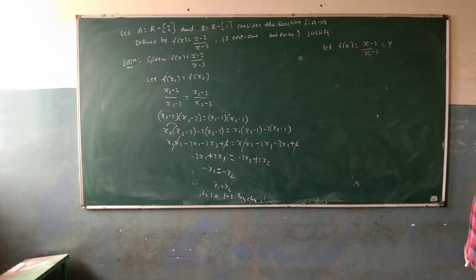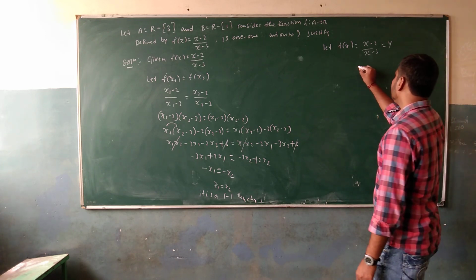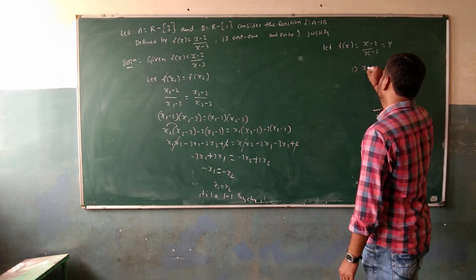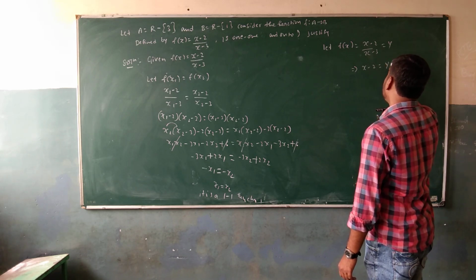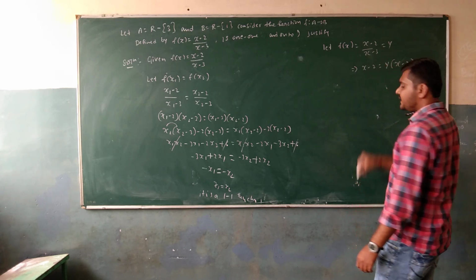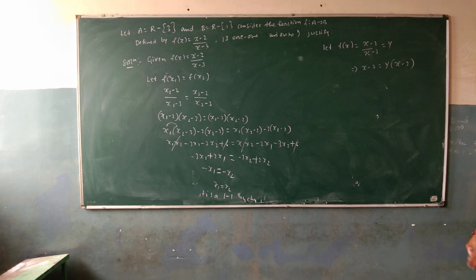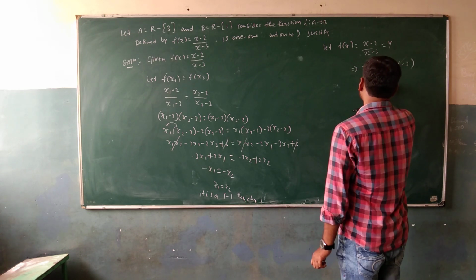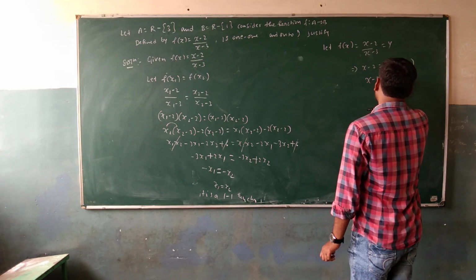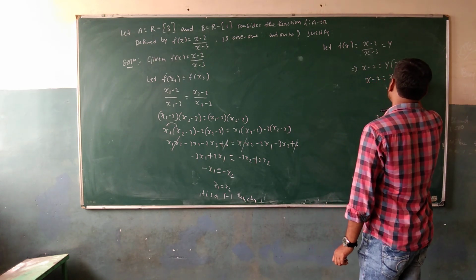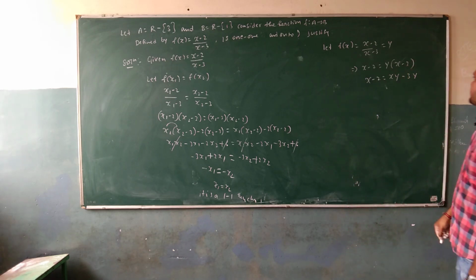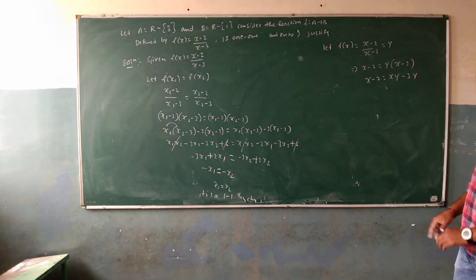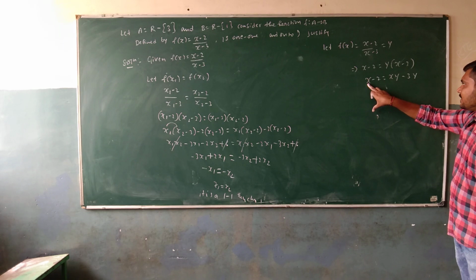So I am cross multiplying here. So here it is going to be x minus 2 is equal to y into x minus 3. Then I am multiplying the things. So here x minus 2 is equal to xy minus 3y, because everything should come under the value of x.